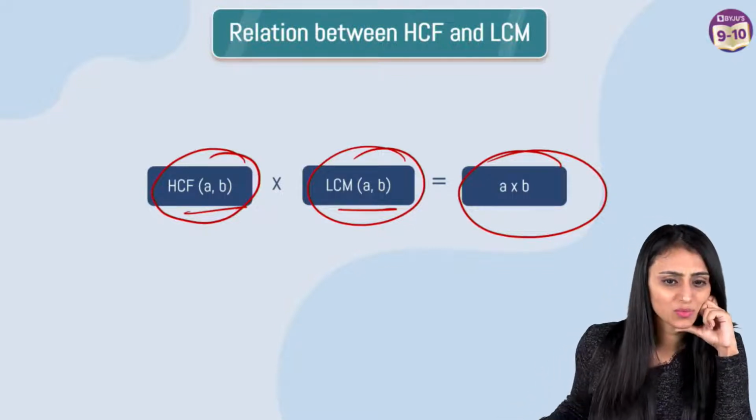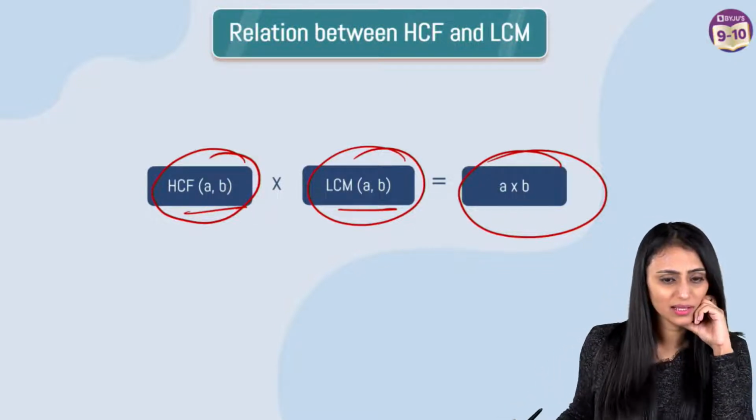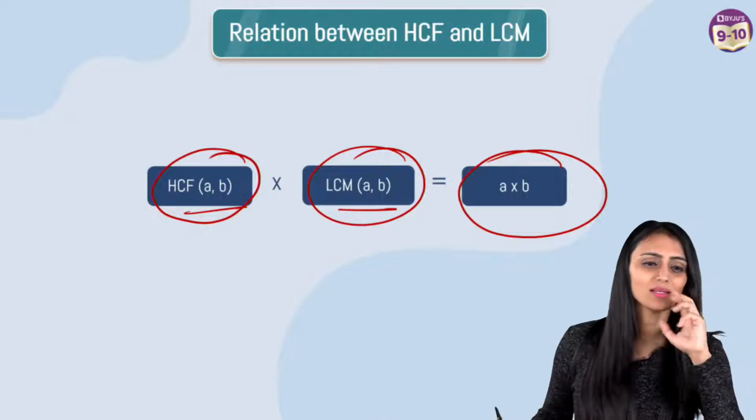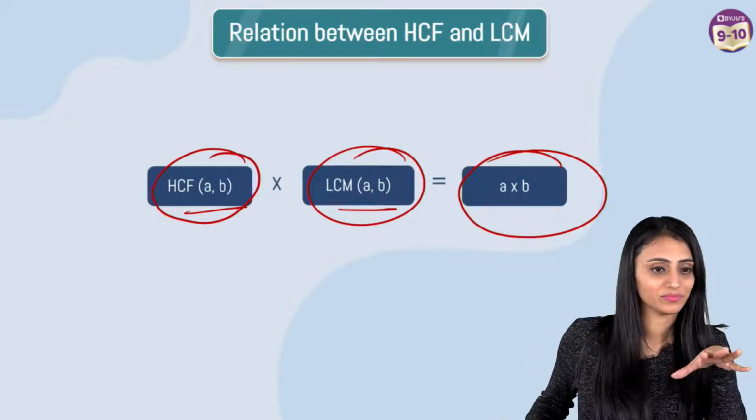Hemlata says: for LCM highest power, for HCF lowest power. This is another way to remember it. Yeah, that works.